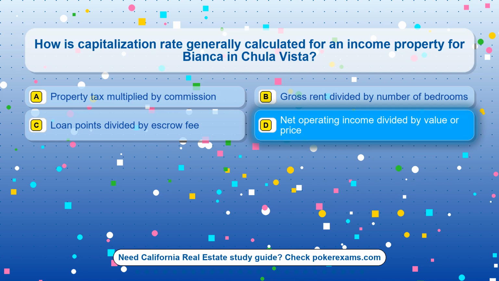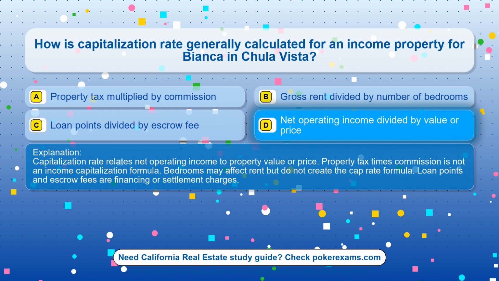The correct answer is option D, net operating income divided by value or price. Capitalization rate relates net operating income to property value or price. Property tax times commission is not an income capitalization formula. Bedrooms may affect rent but do not create the cap rate formula. Loan points and escrow fees are financing or settlement charges.